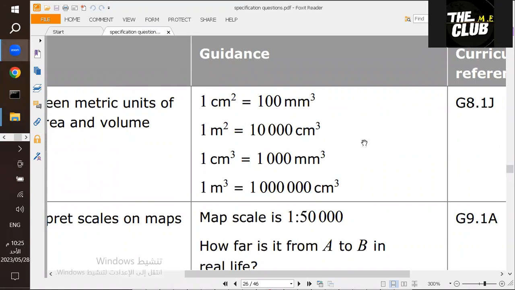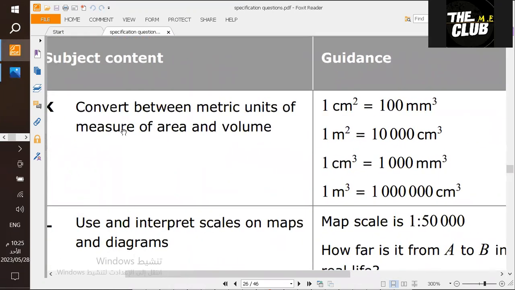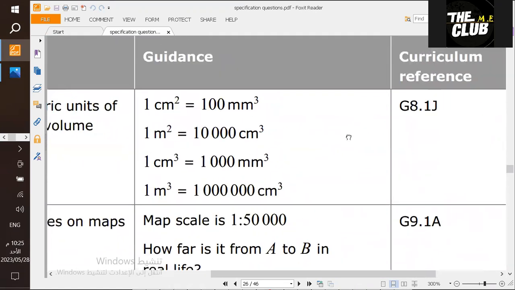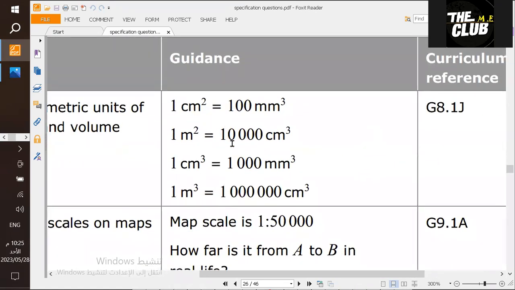Okay, here we have some measurements, converting between metric units of measure of area and volume. Here we have 1 centimeter square equals 100 millimeter cube. I think that's a mistake, because this one's supposed to be 1 centimeter equals 10 millimeters. So 1 centimeter square equals 100 millimeters square, not cube. I think that's a mistake.